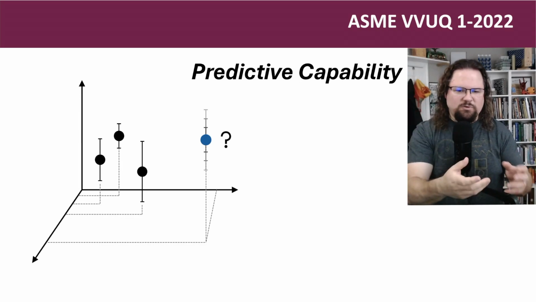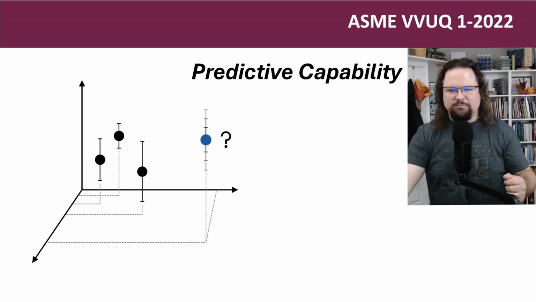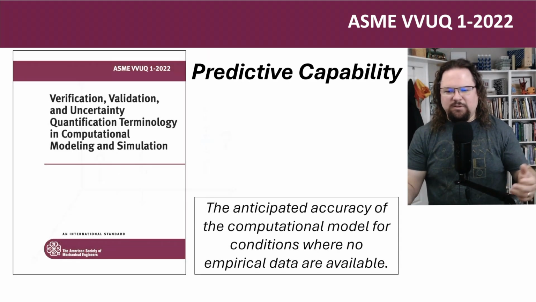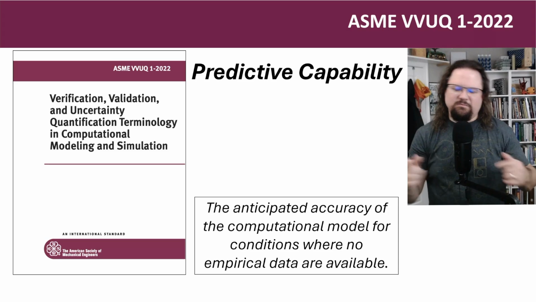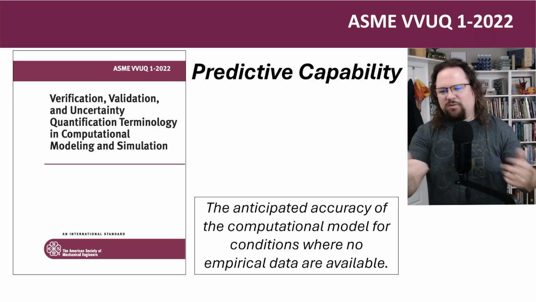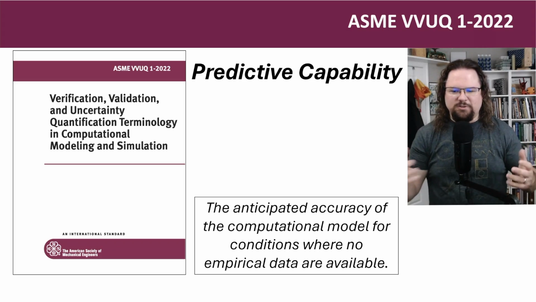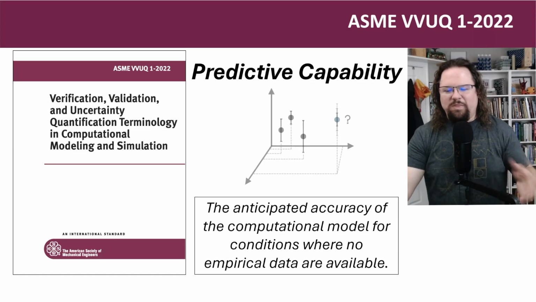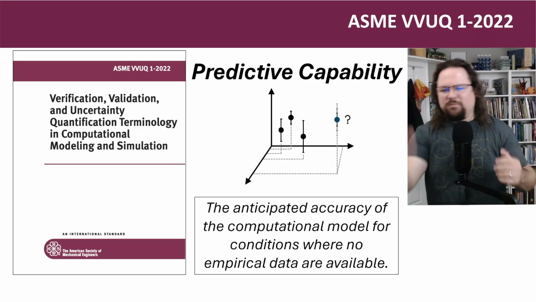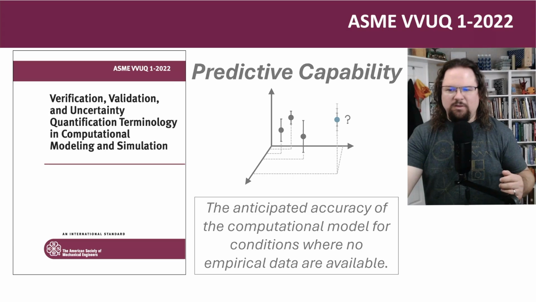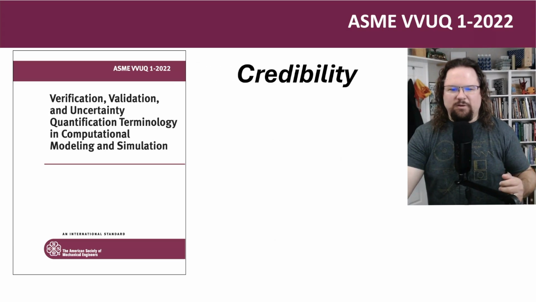If I go closer to the data, I might decrease my uncertainty. The anticipated accuracy, which, remember, I said is basically a nicer way of saying error. You could have also said the anticipated error, but the anticipated accuracy of the computational model for conditions where no empirical data are available. With that term defined, we can finally, and there's the cool picture of it, we can talk about credibility.